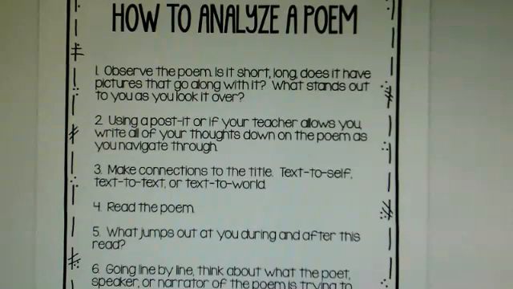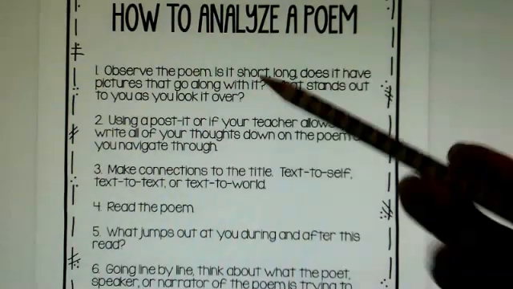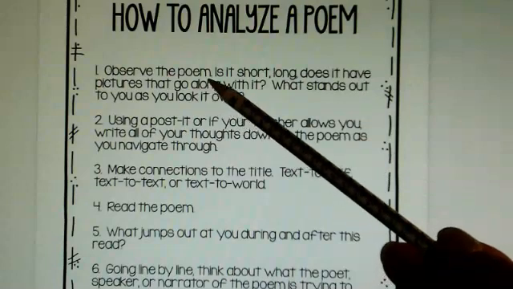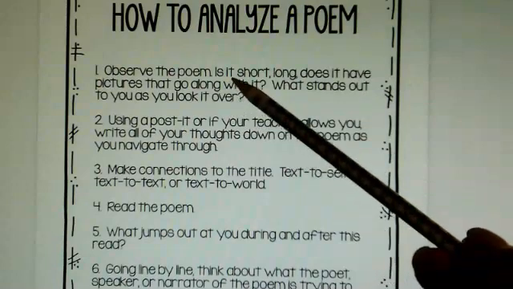So there's a certain way to go about reading a poem to analyze it and understand it. So I want to walk through this with you. Number one says we need to observe the poem. Well, that means we need to figure it out.